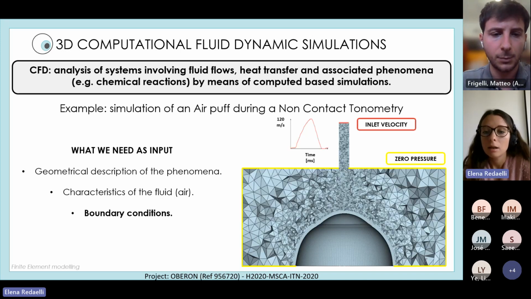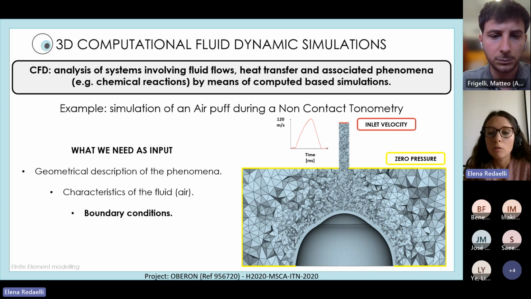Last, we have to impose the boundary conditions that are different from the structural simulations. We set them in terms of velocities and pressures. In particular, usually the velocity is the inlet of the system and the pressure the outlet. Okay, in this case, zero pressure means atmospheric pressure. So far from the region of interest, we have atmospheric pressure.